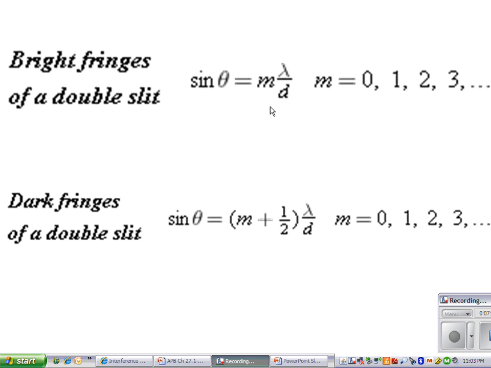This equation works in any situation. Sine theta equals m wavelength over d. And m equals 0, 1, 2, 3. That's the bright fringe spots. This is the middle bright fringe, this is the first bright fringe, second bright fringe, and so on.